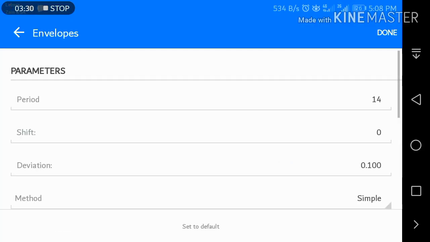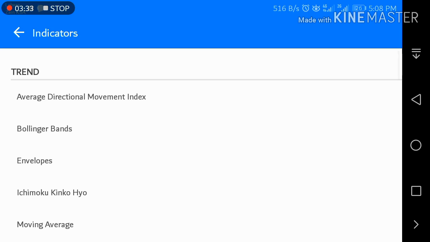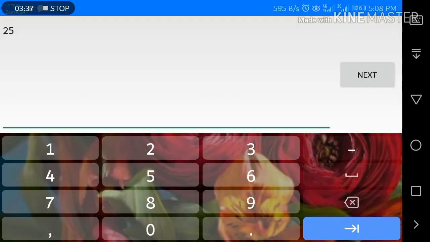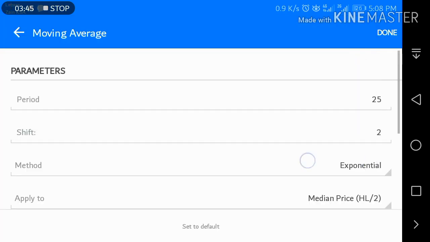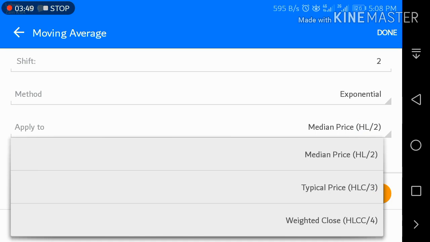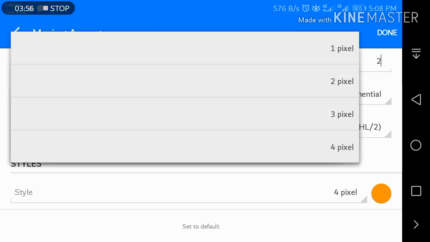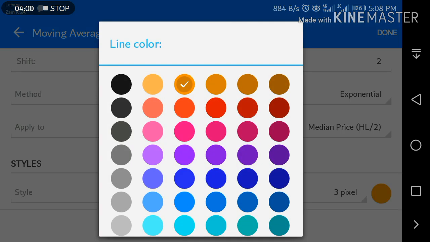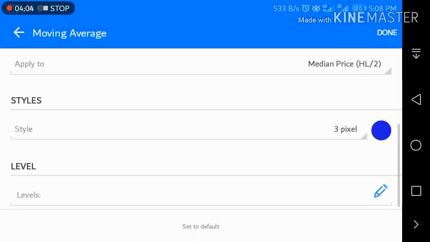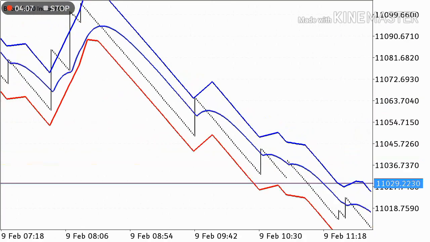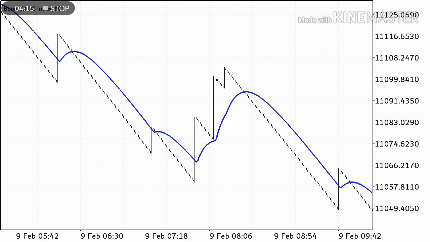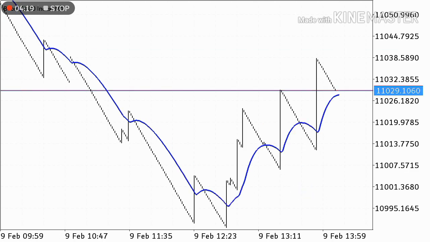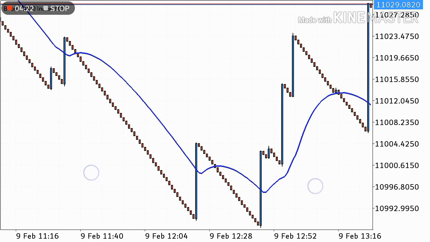First of all, choose the moving average. Moving average, 25 period, shift 2, and done. Method exponential, apply to median price HL2. Remember, okay? And pixel 3, color any, I will choose this one. And simply click on done. Here you see that the moving average is loaded on the chart.